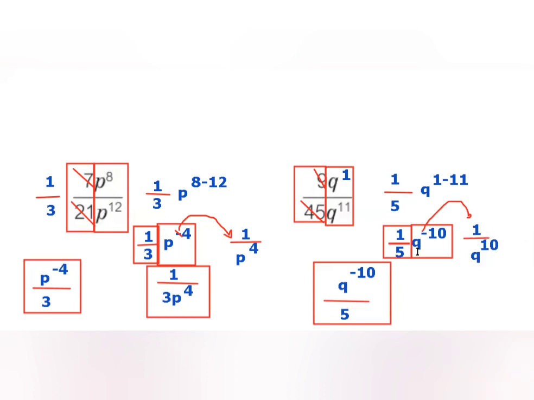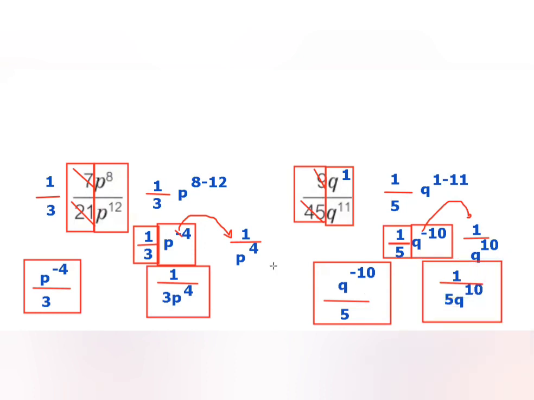Now we're going to take the two fractions, this one, and multiply them by each other. So 1 times 1 is going to be 1. And then in the denominator, we have 5 times q power of 10. So it's going to be 5q power of 10. And the power is only on the q, not the 5. Now we put a fraction line. And this is the answer as a fraction. So we found the answer as a negative power, and we found the answer as a fraction.